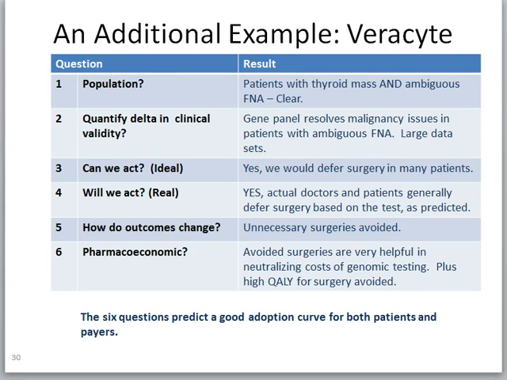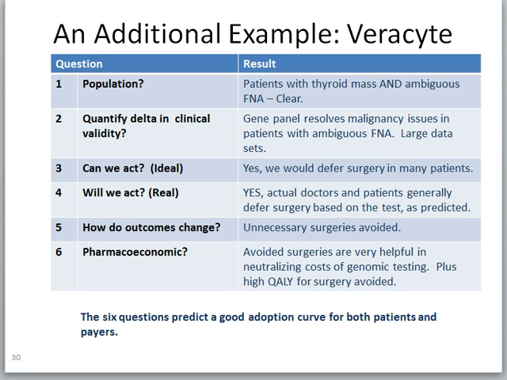How do the outcomes change? The metric is less surgeries, and there are a substantial number of surgeries avoided. The pharmacoeconomics has been studied. It's very helpful that the avoided surgeries are pretty expensive, and when those are avoided, it helps neutralize the costs of genomic testing. And of course, you'd give some quality adjusted life years or quality of life value for avoiding a major invasive neck surgery.